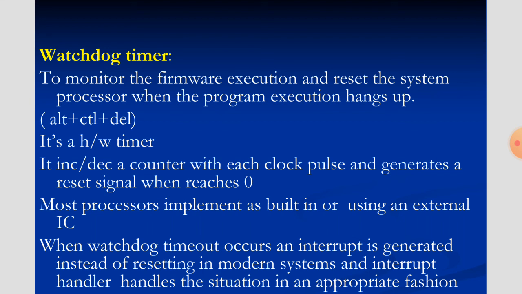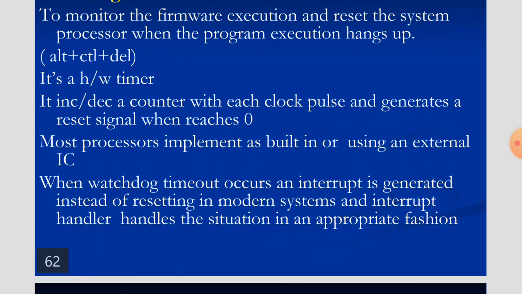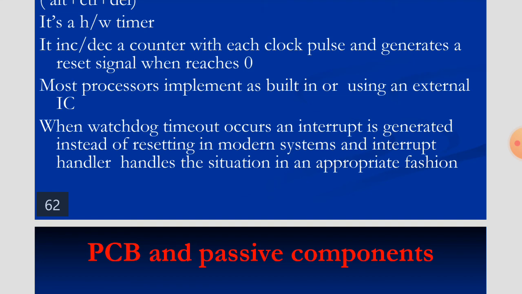Next is the watchdog timer. It is mainly used to monitor firmware execution, and if the firmware execution does not happen within a predefined time, it is going to reset the whole system to avoid corruption of your system. To do that, it uses increment or decrement counters to monitor the firmware execution. If within that predefined time it does not execute the firmware, it is going to reset the whole system. Again, it starts from the reset operation.